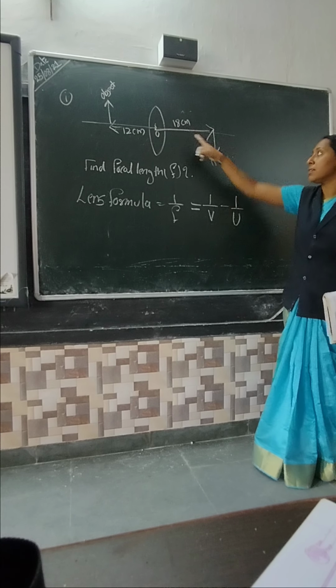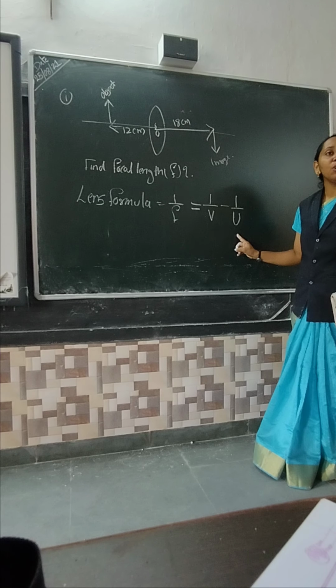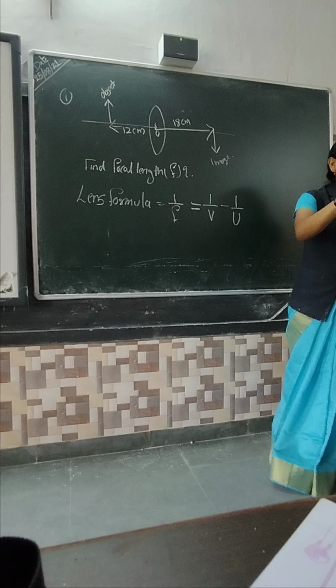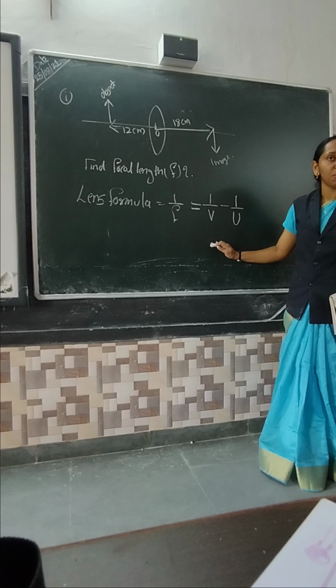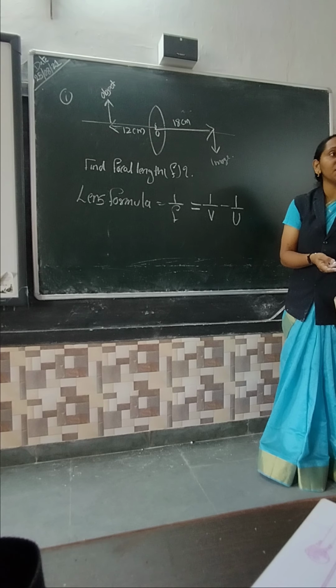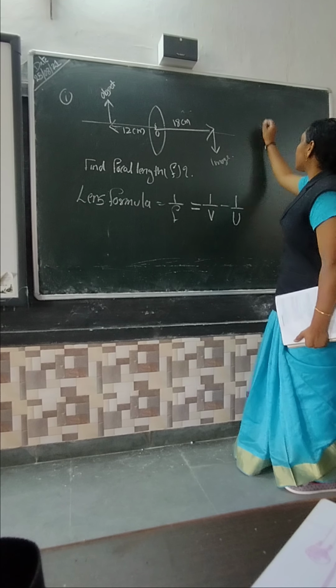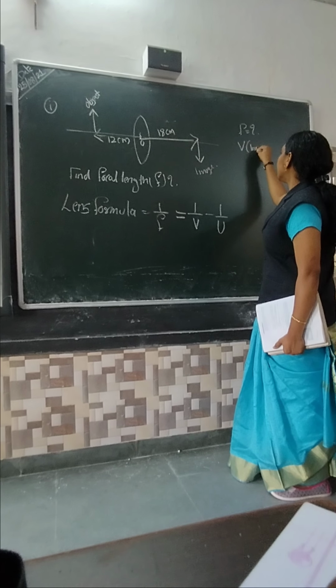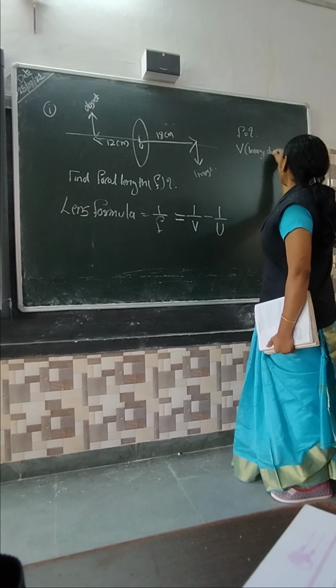12. Image distance is already given: 18 centimeters. What is u? Object distance, that is also given. Listen here. This is step number 1. We should write the lens formula. Step number 2. Apply the sign Cartesian convention. I am just writing that f is my question. V is given. V is image distance. So v equal to.